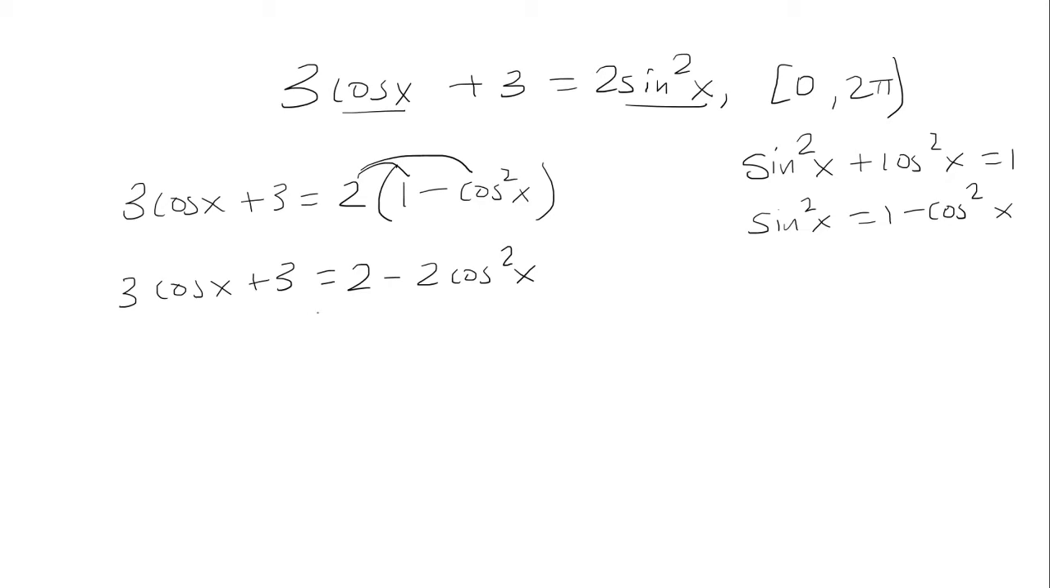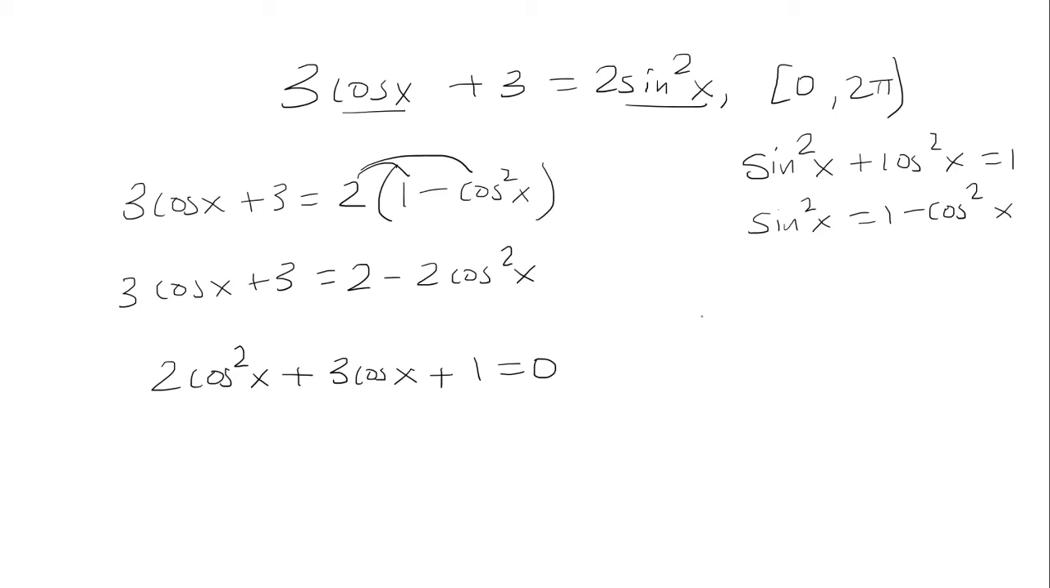I'm going to choose to bring everything to the left. So that means adding the 2 cosine squared and subtracting by 2. So we have 2 cosine squared plus 3 cosine x plus 1. And we're going to set that equal to 0. So you can kind of think of this as a quadratic in disguise.